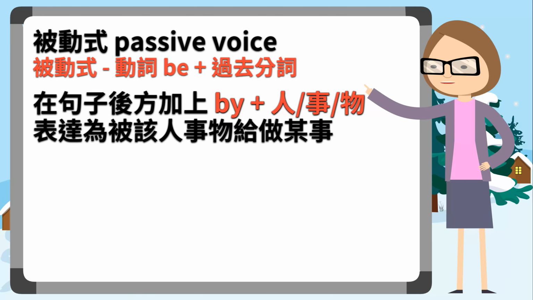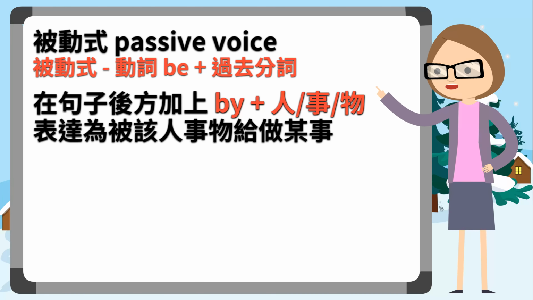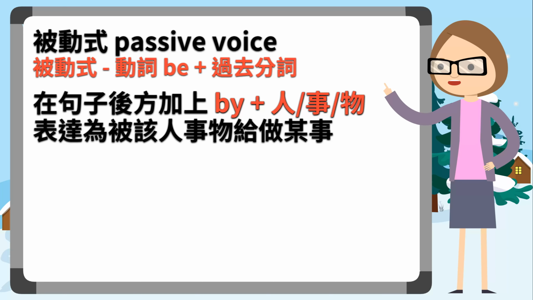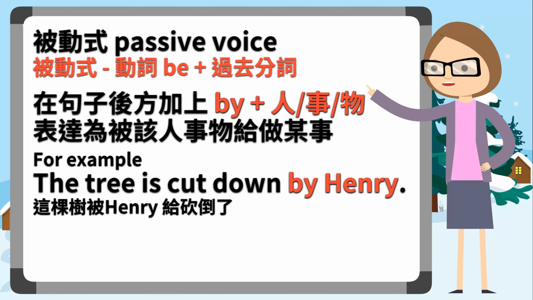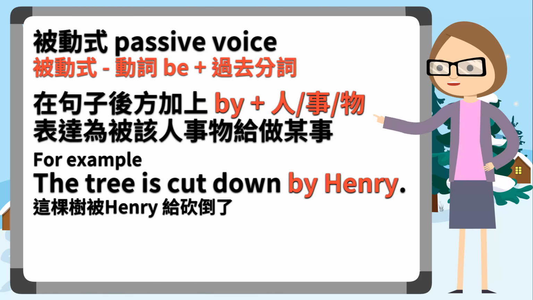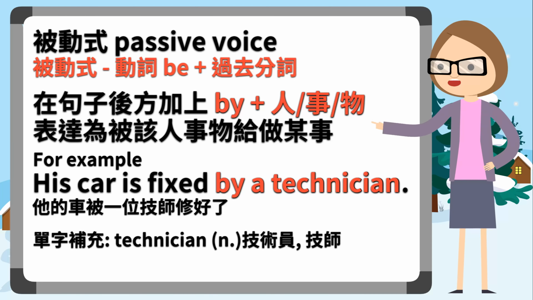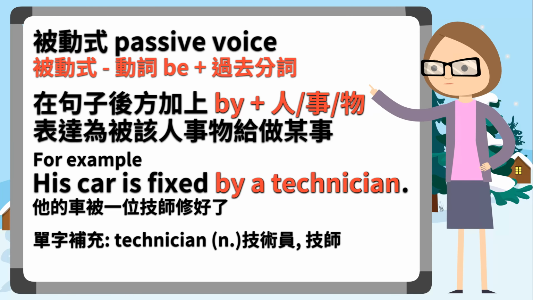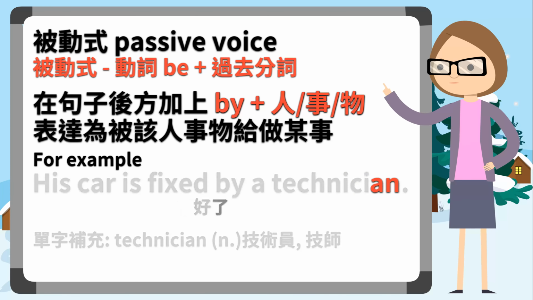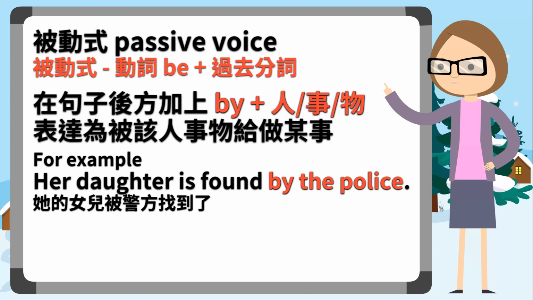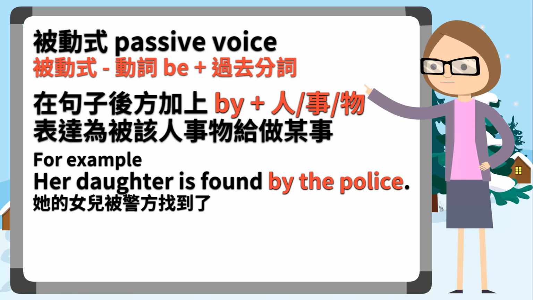我们可以在句子后方加上 by，再加上人、事物，表达被该人事物给做某事。For example, the tree is cut down by Henry. His car is fixed by a technician. Her daughter is found by the police.